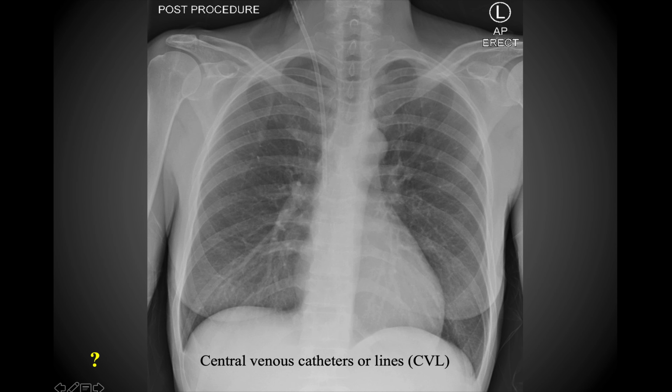But in any case, you can see very clearly this central line coming in to the internal jugular, eventually making its way down to the right brachiocephalic vein and ultimately into the superior vena cava before it finally makes its way into the right atrium of the heart.